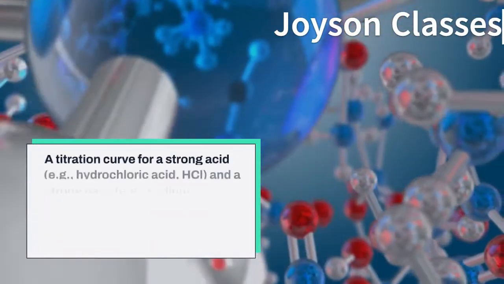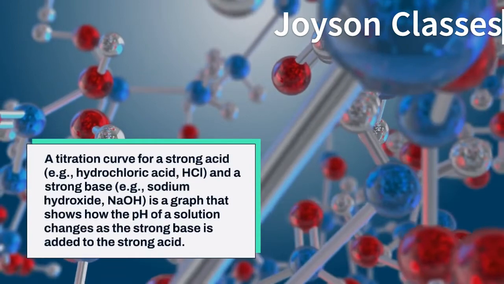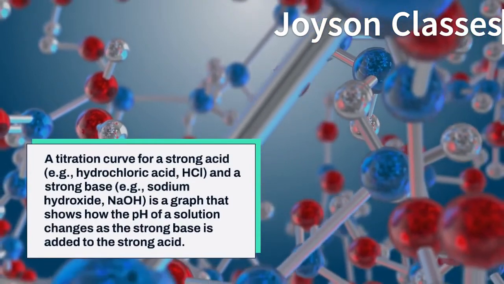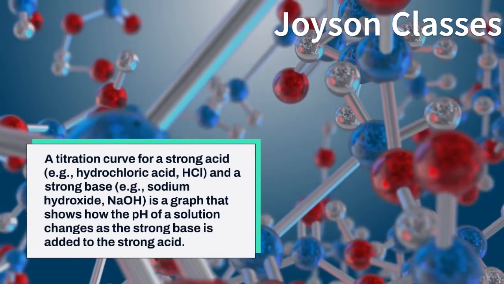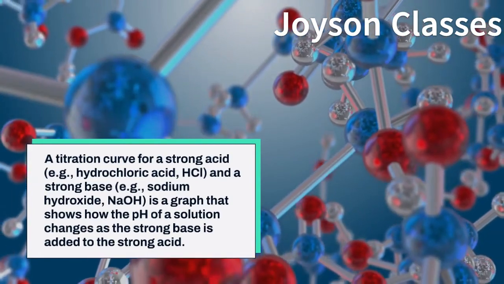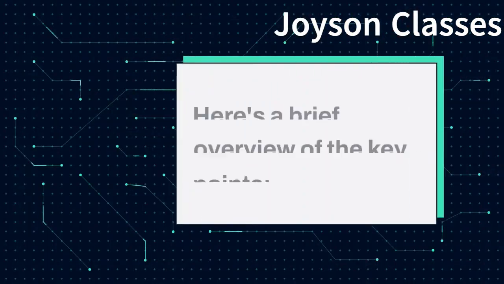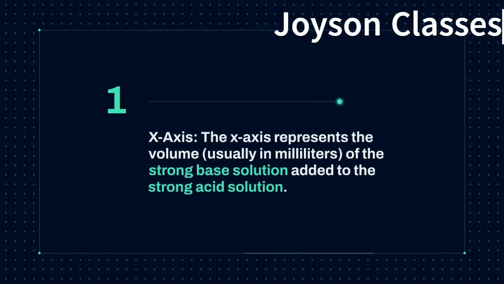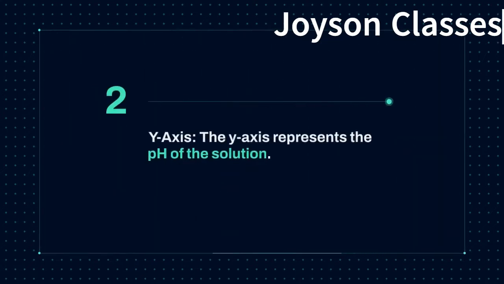A titration curve for a strong acid, e.g., hydrochloric acid, HCl, and a strong base, e.g., sodium hydroxide, NaOH, is a graph that shows how the pH of a solution changes as the strong base is added to the strong acid. Here's a brief overview of the key points. X-axis: the x-axis represents the volume, usually in milliliters, of the strong base solution added to the strong acid solution. Y-axis: the y-axis represents the pH of the solution.